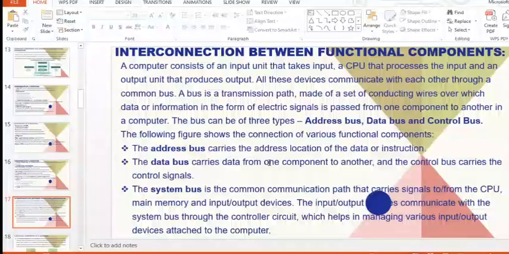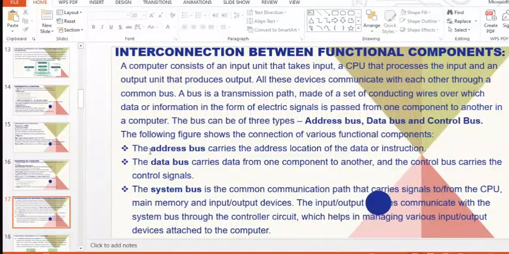So here, the computer system consists of an input that takes input, the CPU that is able to process the input, and the output units that are able to produce the outputs. So here it consists of this interconnection of the components. This interconnection cuts across the system bus, where we have the address bus, the data bus, and also the control bus.